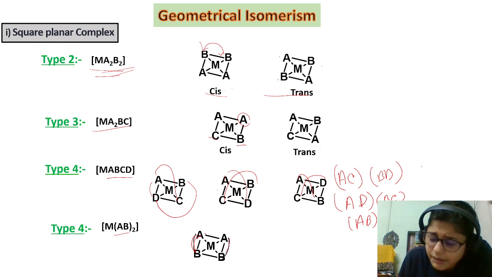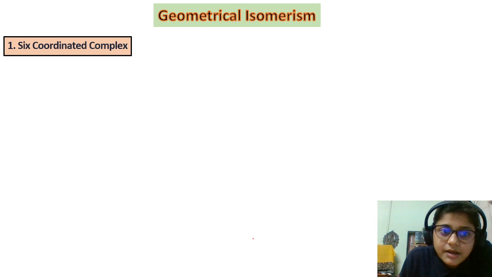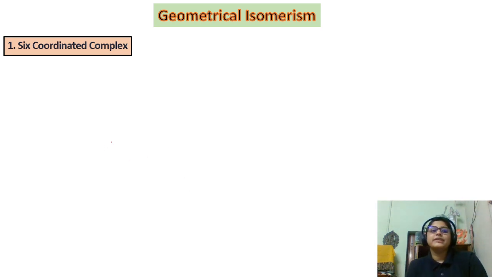So is there any other structure possible? Think. A are cis. B are cis. We can revert this, right? Yes. See, A are trans and B both are trans. Okay. These two only are possible. Now coming to the 6 coordinated complex.